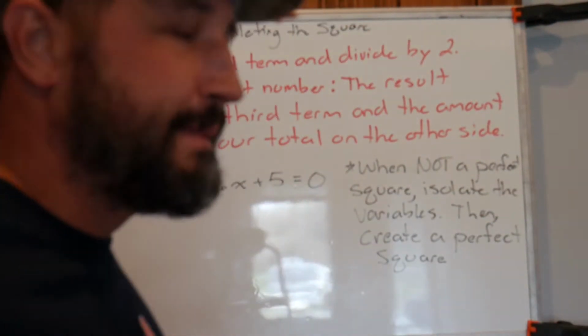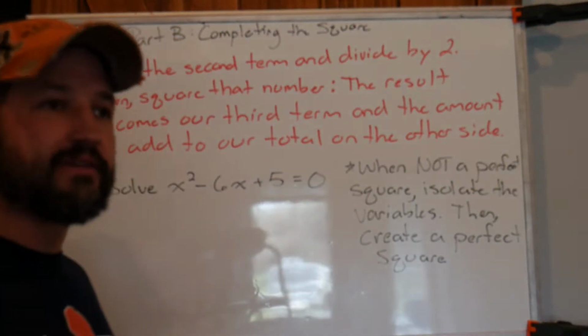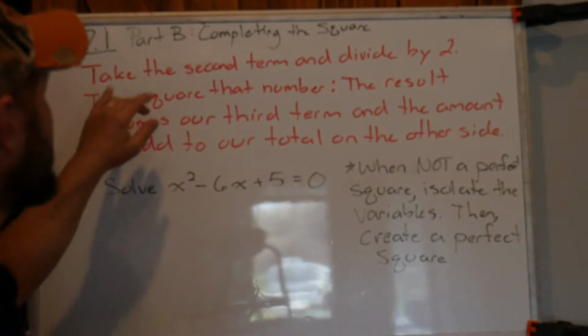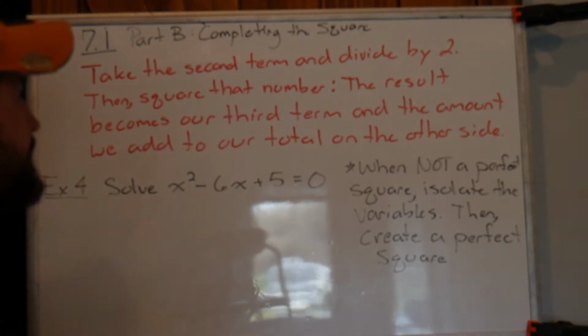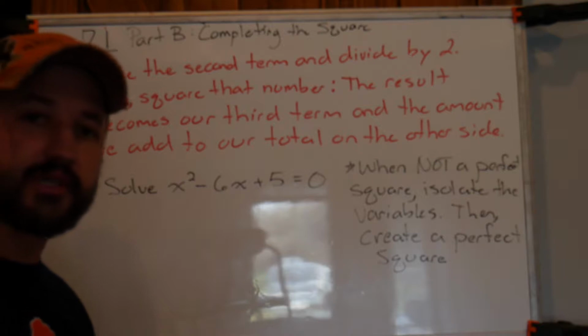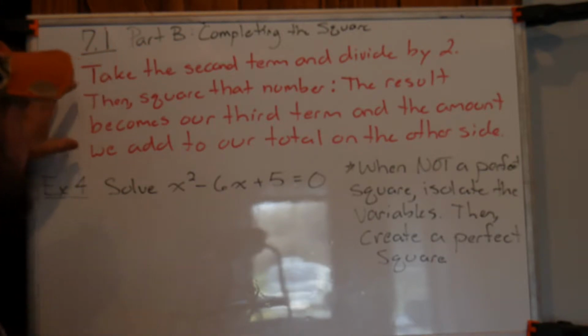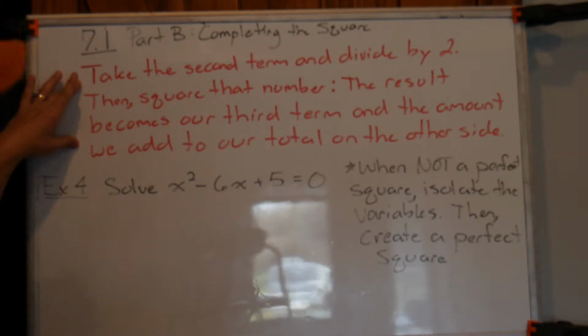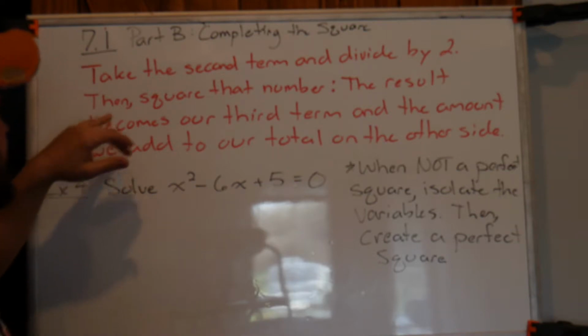All right, part B. I think I said part 1 initially, and the other one I should have said part A. Part B, we're going to complete the square. I left a lot of notes before I started the video. They might be hard to read. I apologize. I wish I had a bigger whiteboard.